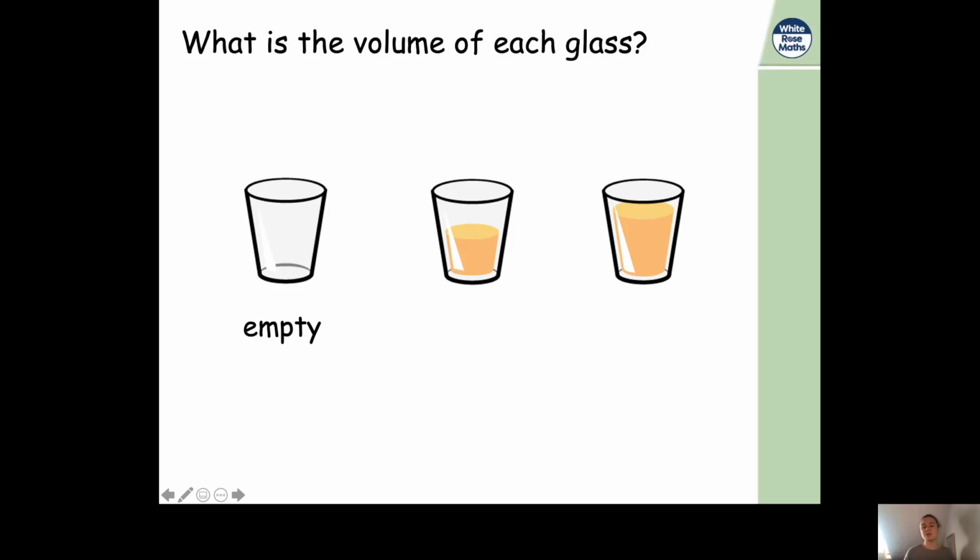So please could you pause the video and have a go at describing the volume of the second glass and the third glass, please. Okay. So let's have a look.